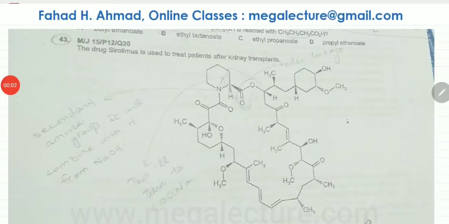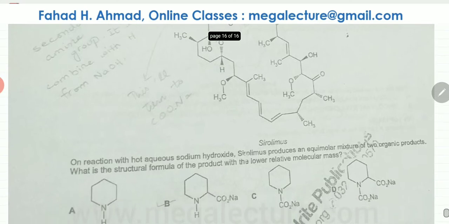The following question reads that the drug sirolimus is used to treat patients after kidney transplants. So there's a complicated molecule, and it's a very large molecule with lots of carbon atoms. And the question then states, let's read the rest of the question.